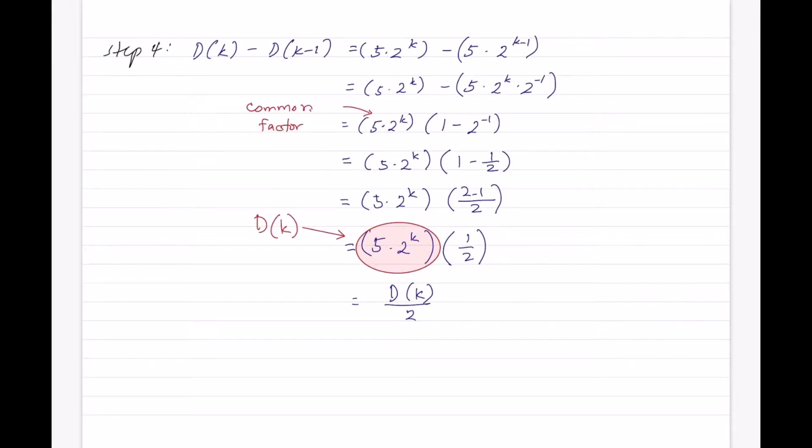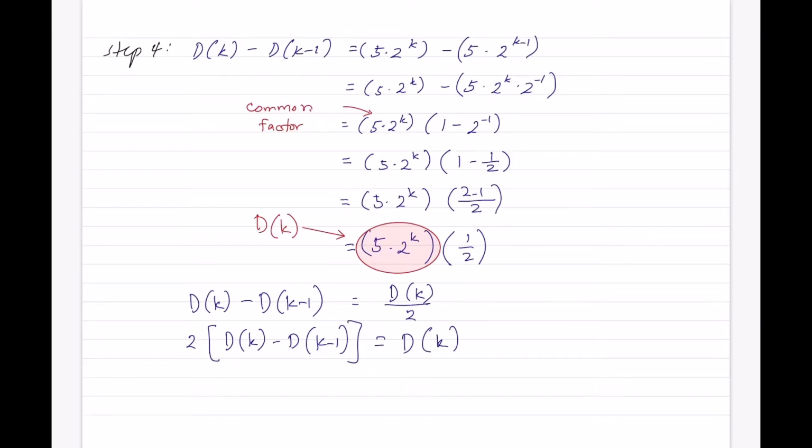So for the left-hand side, that would give us d of k minus d of k minus 1. And we multiply both sides of the equation by 2. That would give us the quantity 2 times d of k minus d of k minus 1 is equal to d of k. So we distribute 2. So that would give us that equation.